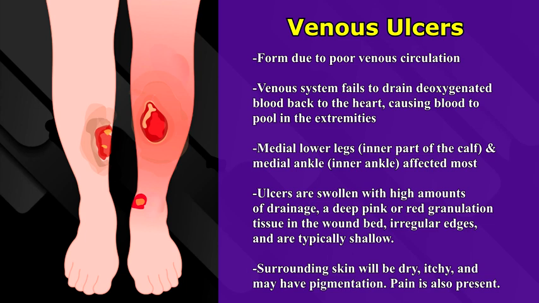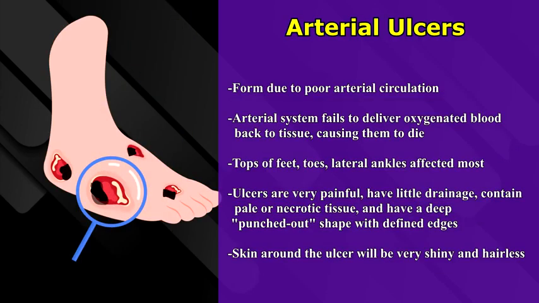These ulcers are going to be swollen with high amounts of drainage, a deep pink or red granulation tissue in the wound bed, and the edges are going to be irregular and typically shallow. Plus, the surrounding skin will be dry and itchy and may have pigmentation. Also, pain will be present. Then with arterial ulcers, they're going to form due to poor arterial circulation. So the arterial system fails to deliver fresh oxygenated blood to specific tissues in the body, which causes them to die. The most common areas affected by these are going to be found on the toes, the top of the feet, and the lateral ankles.